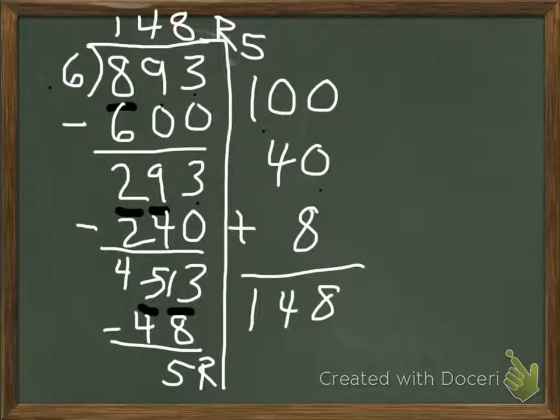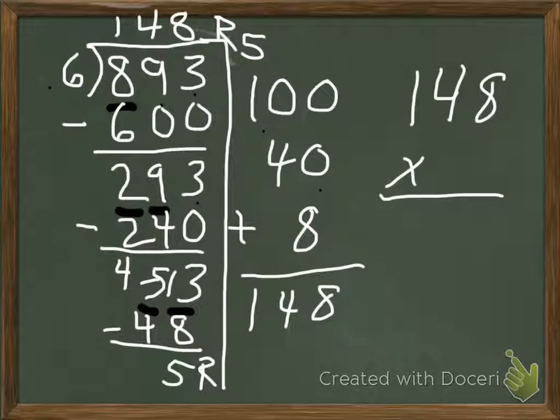Well, how do I know this is right? I like to check work, so let's go ahead and check it by writing 148 over on the side here. And now we're going to multiply it by 6, because that's what the number was originally divided by. And so we're going to put 6 over here, and 6 times 8 is 48.